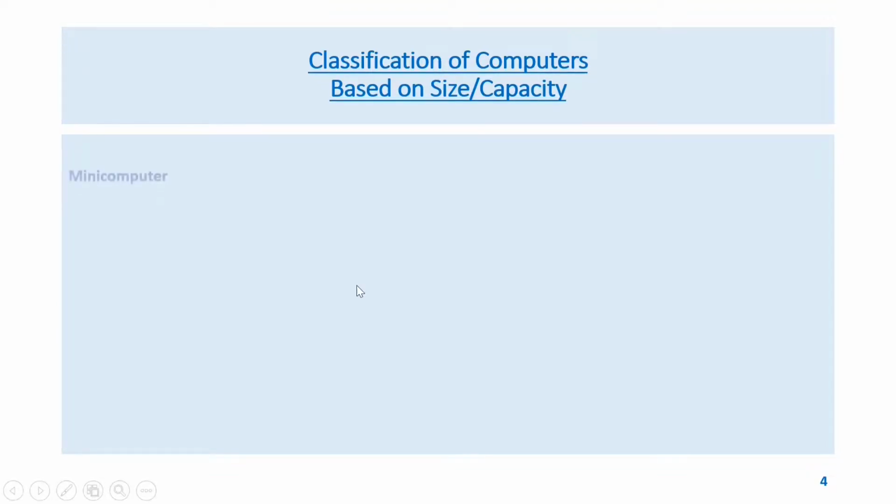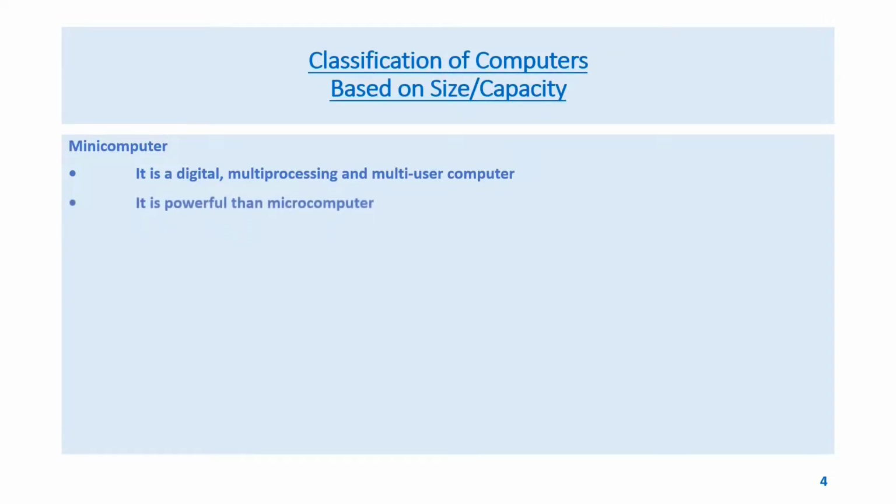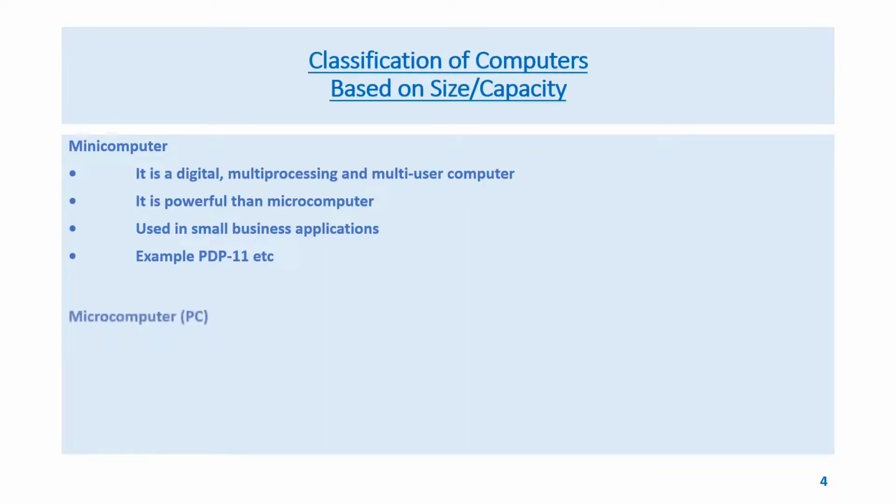Based on size or capacity, the next is mini computer. Mini computer is a digital multiprocessing and multi-user computer. It is more powerful than microcomputer. Used in small business applications. An example of mini computer is PDP-11, and there are other examples.